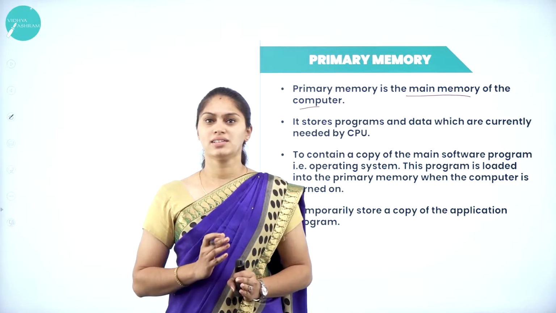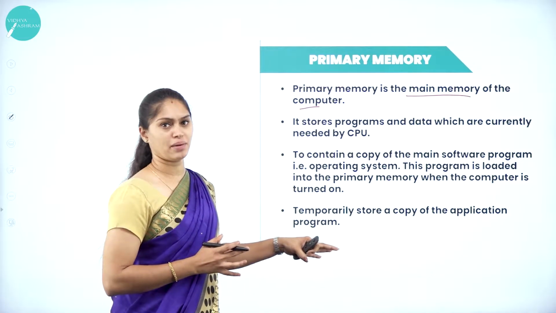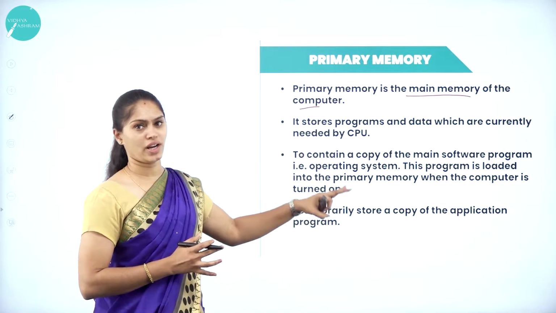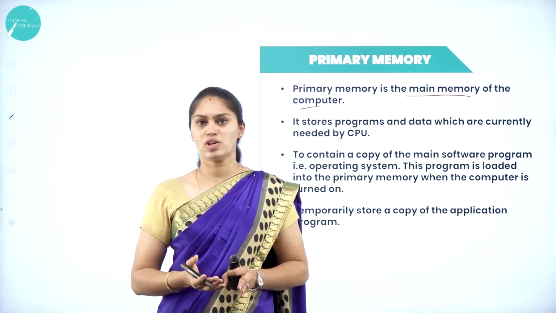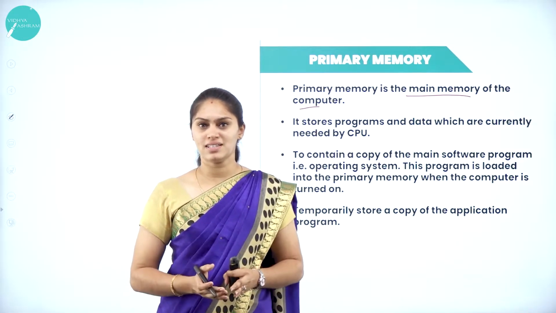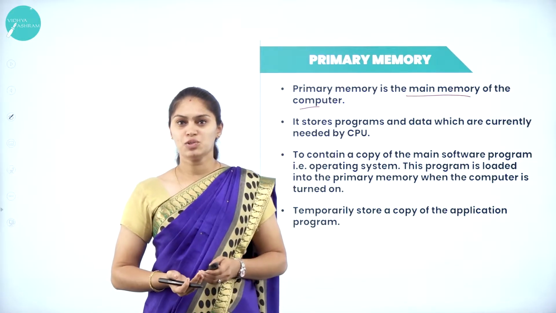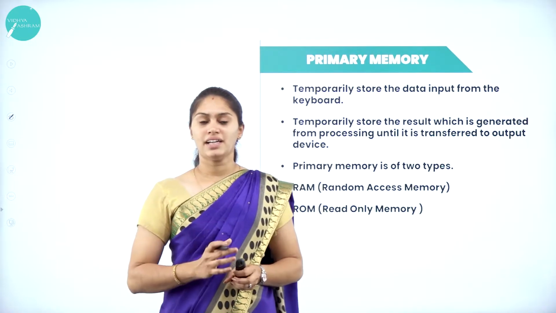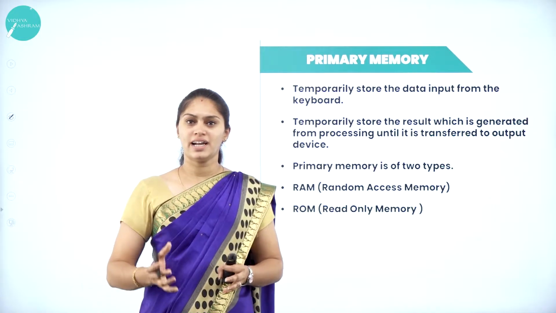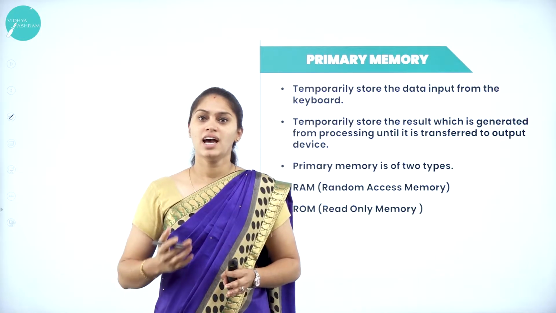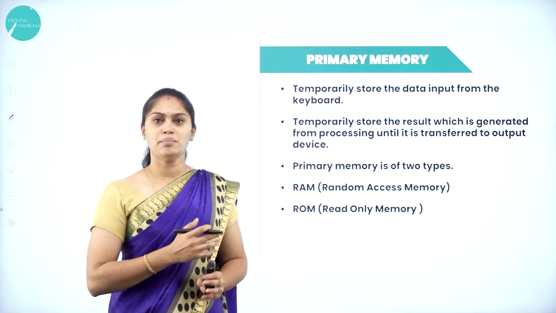What are the things contained in primary memory? Primary memory holds the data which resides in the system software, mainly the operating system. It also holds the data and instruction given by the user through the input device, it holds the data for processing, and it holds the data which is to be displayed on the output screen. These are the contents which reside in primary memory.